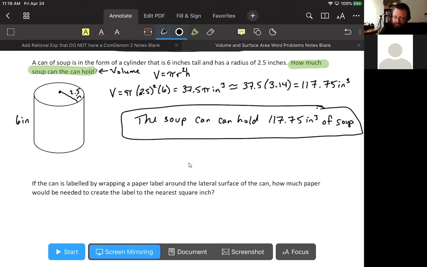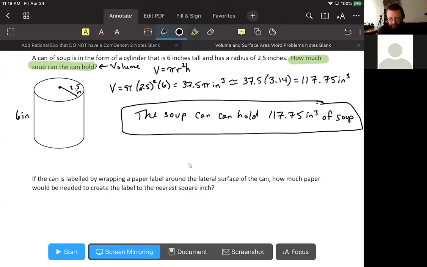Now our next example here deals with the same can. It says if the can is labeled by wrapping a paper label around the lateral surface of the can, how much paper would be needed to create the label to the nearest square inch? So right there, we should realize that what we're being asked to find this time is the lateral surface area. And the LSA of a cylinder is equal to 2 pi RH.